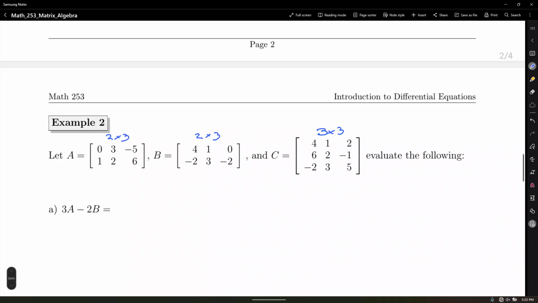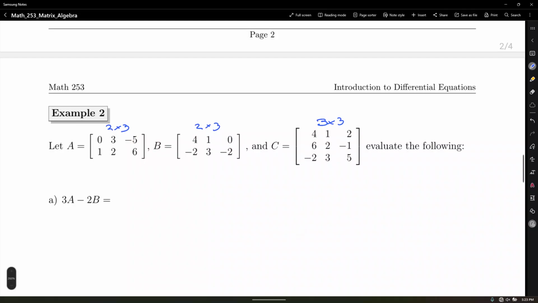Okay, let's perform the following operations. They're asking us to evaluate 3A minus 2B. Even without the multiple constants 3 and -2, first we need to determine whether A and B have the same sizes, so we can add them together. In fact, we have a 2 by 3 with another 2 by 3, so regardless of their multiple constants, we can add them together. So let's set it up.